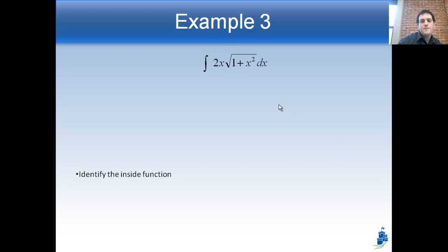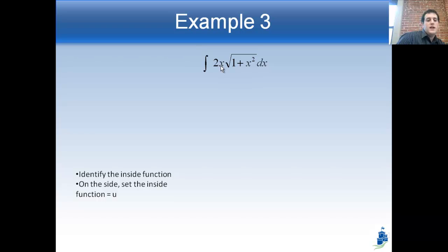We find the inside function, and in this case, we've got this 1 plus x squared inside the square root. So that's likely going to be our u. I'm going to choose that. If you made a mistake, maybe you chose the square root of 1 plus x squared to be your u, or 2x to be your u. Okay, that's okay. Don't freak out. Just go back and try again when it doesn't work out.